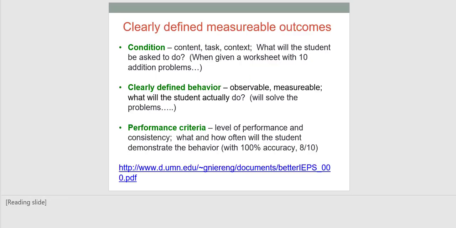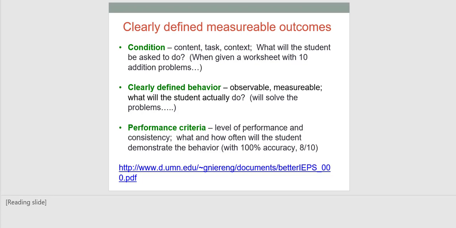Clearly defined measurable outcomes include a condition, which is the content, task, or context. What will the student be asked to do? For example, when given a worksheet with 10 addition problems, they also include a clearly defined behavior that is observable, measurable. What will the student actually do? For example, will solve the problems.